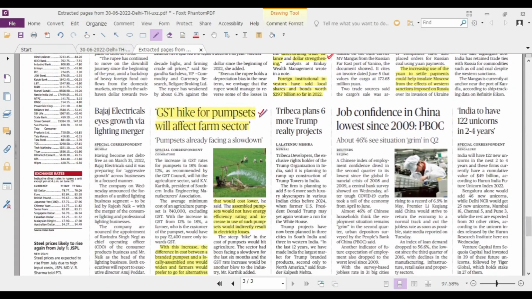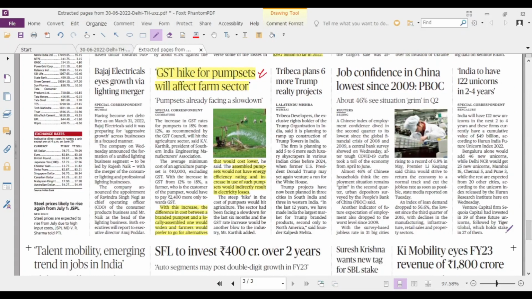GST hike for pump sets will affect the farm sector. The rate of tax on the pump sets which are used in the farm sector was slightly increased in the last GST council. This would have other unseen implications for the farm sector. And what are those implications? Now, approximately the current cost of a pump set is around 40,000 according to the article. So, if the rate has increased from 12% to 18%, apart from this basic cost of 40,000, the farmer has to pay almost 2,400 rupees just for the GST.